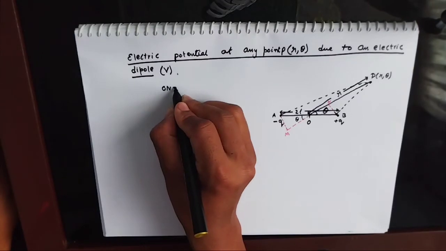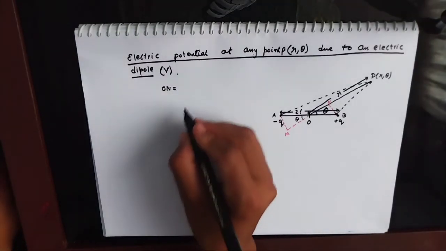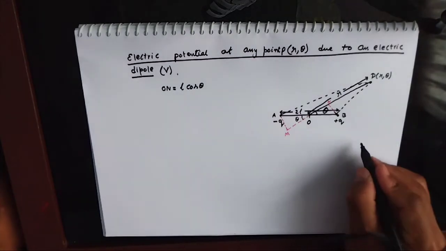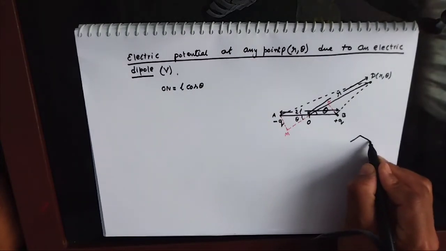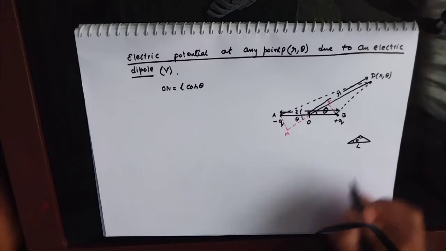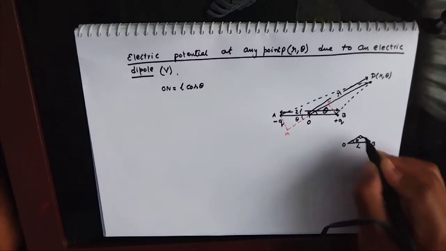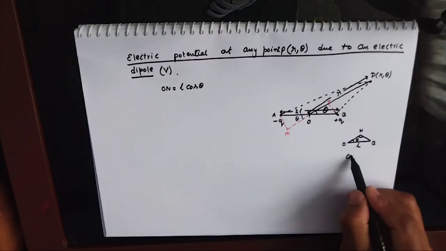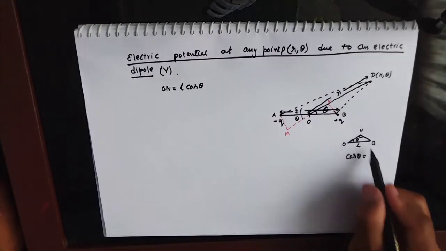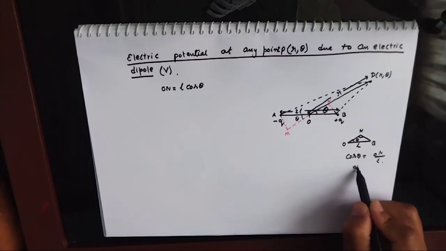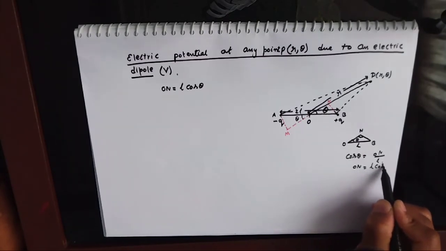ON is equal to L cos theta. If we use this, this is 90 degree, this is angle theta, this is L, this is O, this is B, this is N. So here the base is ON, cos theta is base divided by hypotenuse L. So ON is L cos theta.